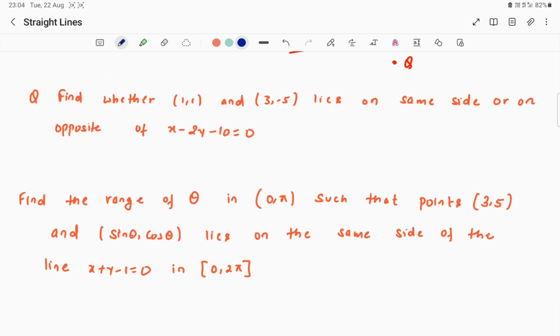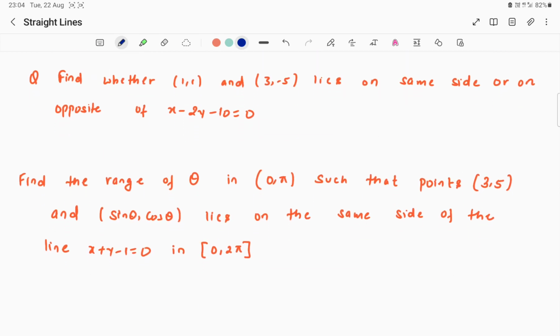Next, let's do a quick question on this. Find whether 1 comma 1 and 3 comma minus 5 lie on the same side or on opposite sides. So what will you do? You will substitute 1 comma 1 in the left-hand side. So substitute 1 comma 1. So 1 minus 2 minus 10 is clearly less than 0.